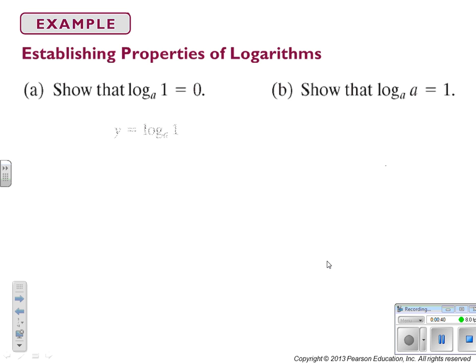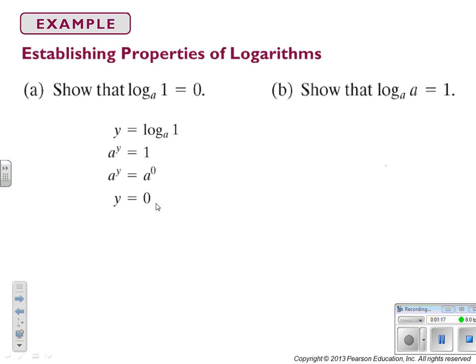So if we have y equals log base a of 1, then that's a to the y equals 1. And then we say that y is equal to 0. So this is our base. This is what we're equal to, it's our answer, and then this is our exponent. So if a to the y equals a to the 0, then y equals 0.